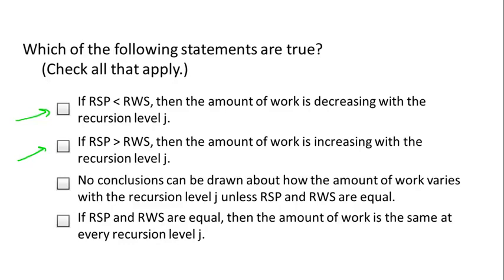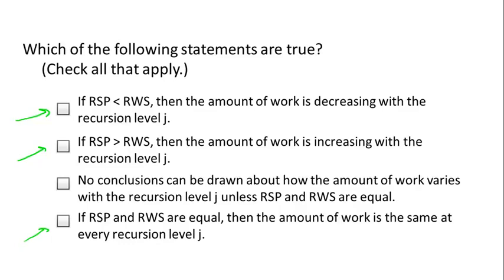The second one is true for exactly the same reason. If subproblems are proliferating so rapidly that it outpaces the savings that we get per subproblem, then we're going to see an increasing amount of work as we go down the recursion tree. It will increase with the level j. Given that these two are true, the third one is false. We can draw conclusions depending on whether the rate of subproblem proliferation is strictly bigger or strictly less than the rate of work shrinkage. And finally, the fourth statement is also true. This is the perfect equilibrium between the forces of good and the forces of evil. Subproblems are proliferating, but our savings per subproblem is increasing at exactly the same rate. The two forces will then cancel out, and we'll get exactly the same amount of work done at each level of the recursion tree. This is precisely what happened when we analyzed the merge sort algorithm.